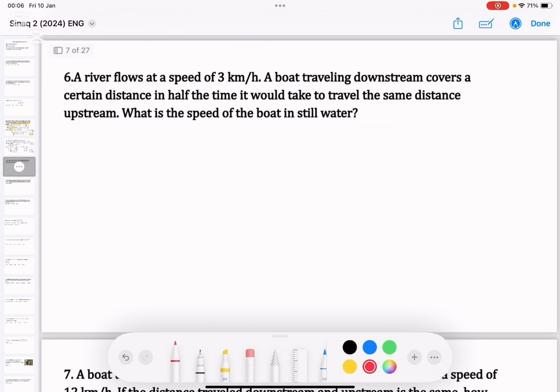Next question. Question number 6. A river flows at a speed of 3 kilometers per hour. A boat traveling downstream covers a certain distance in half the time it would take to travel the same distance upstream. What is the speed of the boat in still water?